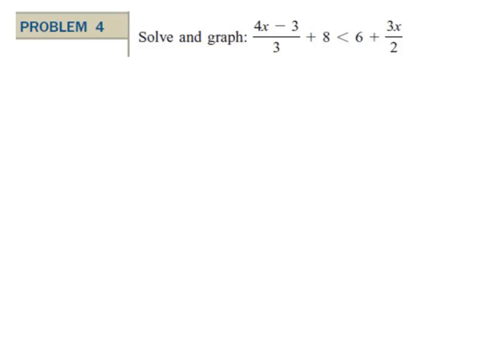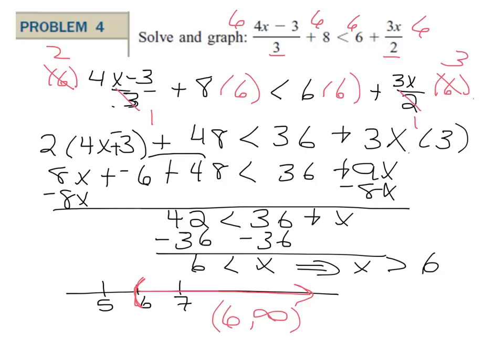All right, it's your turn. First thing, get rid of the fraction, then it's simple. Go ahead and pause. All right, here's the answer. Hope you got it right.